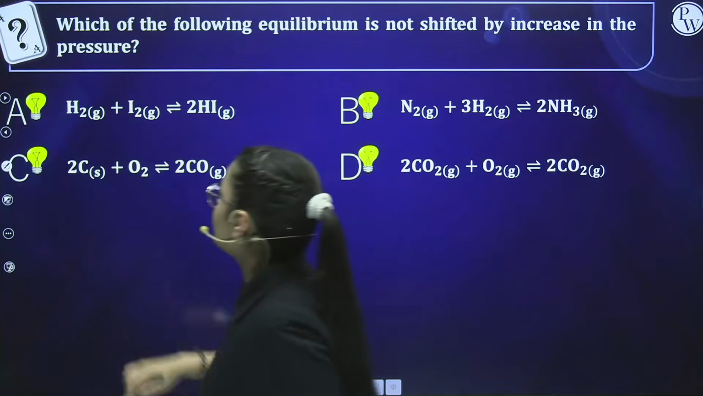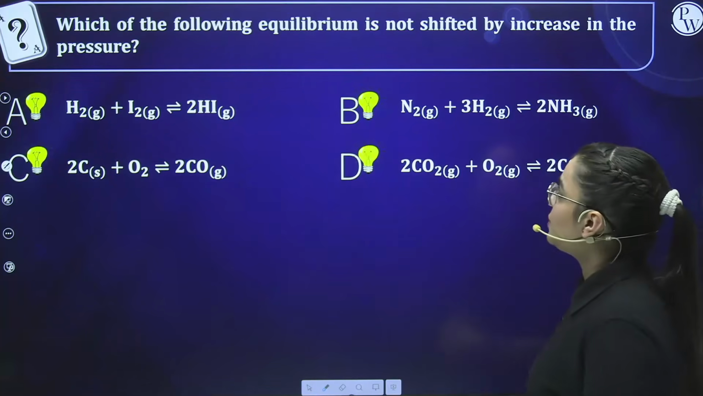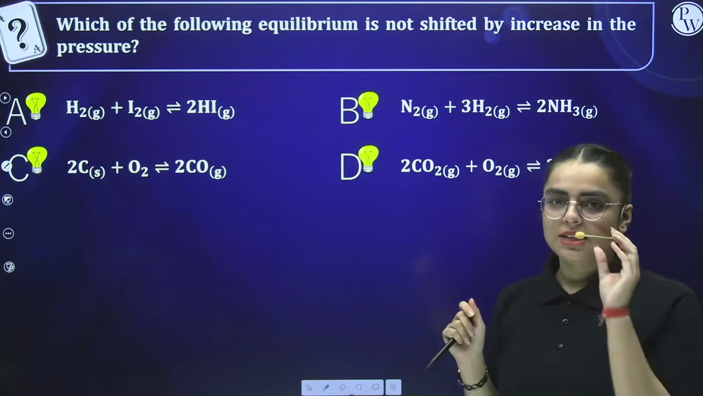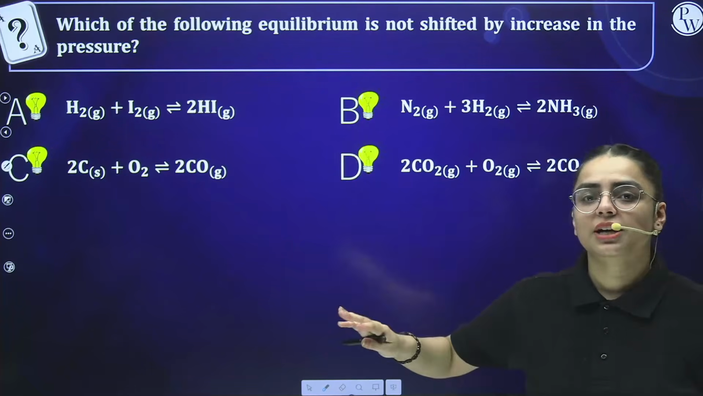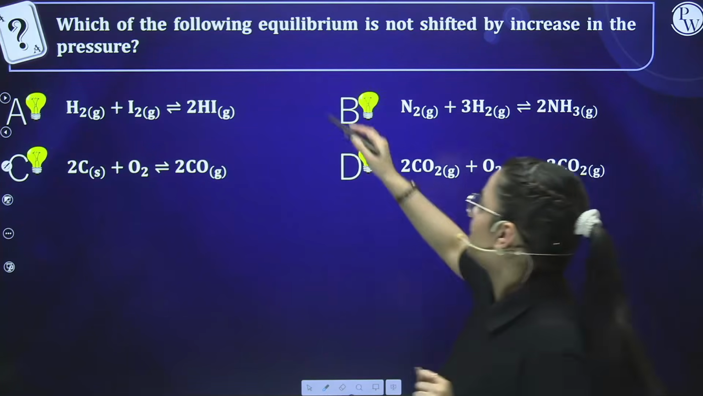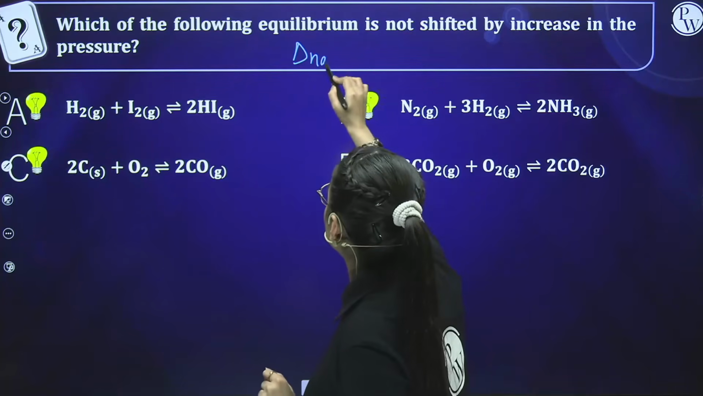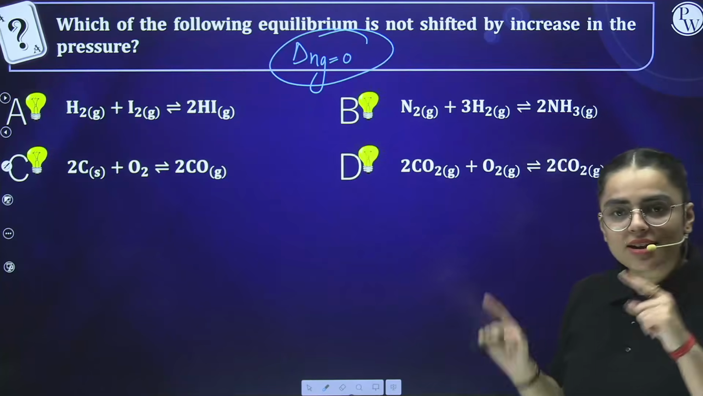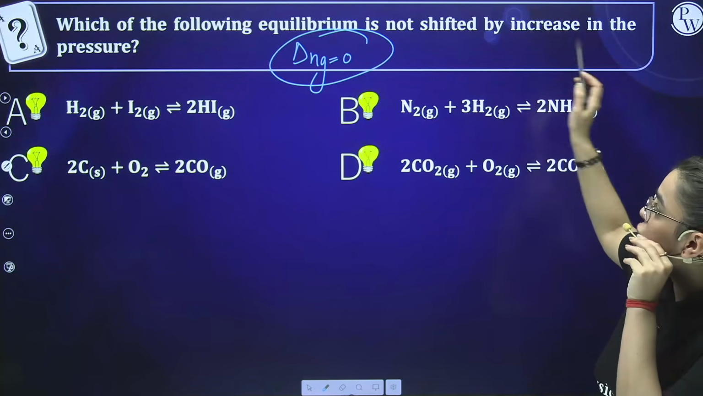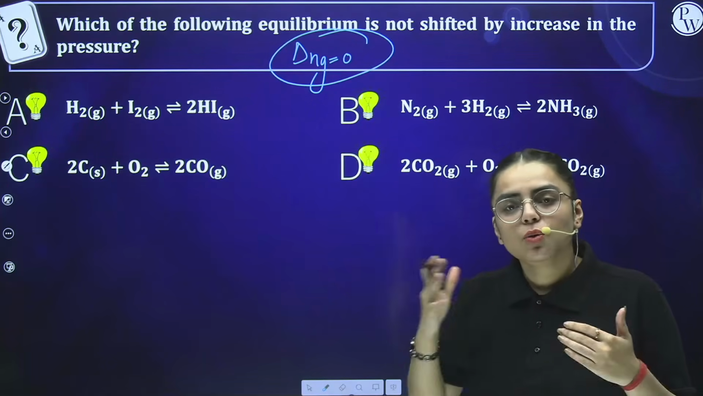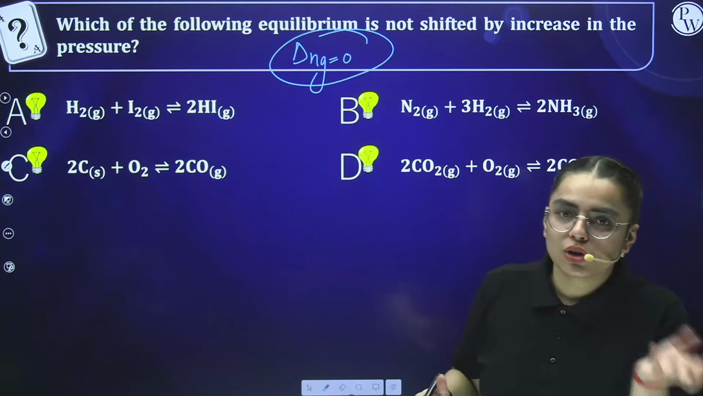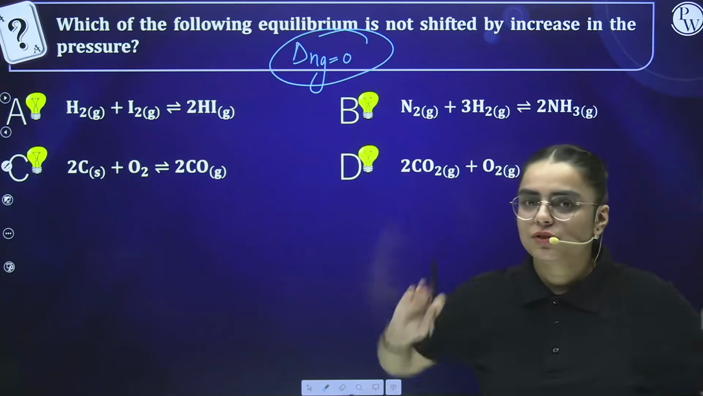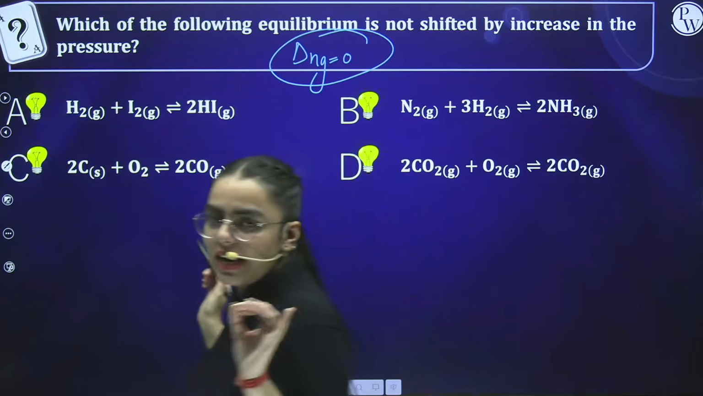Now students, comes our next question. Which of the following equilibrium is not shifted by increase in the pressure? That means whenever the equilibrium is not shifted, delta Ng will be 0. We have to calculate delta Ng as 0 because they are saying which of the following equilibrium is not shifted. Shift will only occur when delta Ng is either more or less than 0. But when it is 0, that means equilibrium is attained, shift will not occur. So we will calculate the delta Ng value.